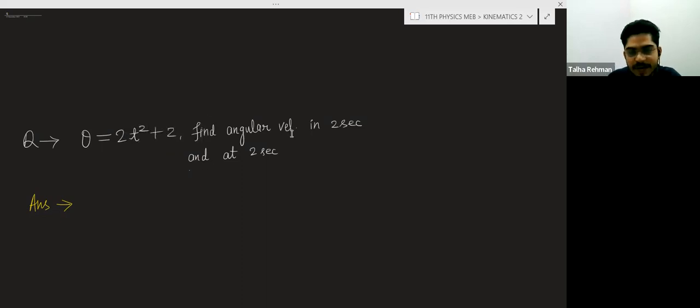First they are asking to find the angular velocity in 2 seconds. In 2 seconds means there is a definite time period, 0 to 2 seconds. So first you calculate the average angular velocity, which is given by delta theta by delta t.